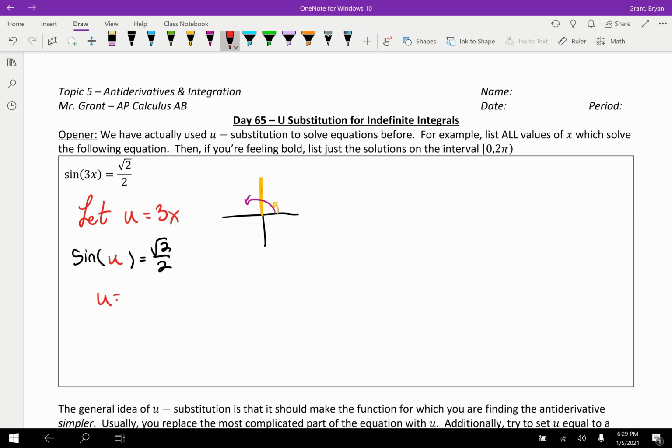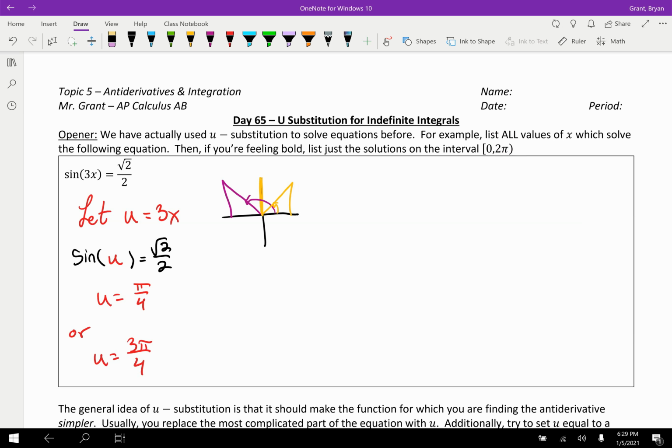So we can determine then that u is equal to pi over 4, or u is equal to 3 pi over 4. Both of those will create triangles up here that are 45, 45, 90 triangles, with the y-axis being positive. But unfortunately, we're not done. And we're not done for a couple reasons, actually. First, we haven't listed all of the solutions, and that's what they asked us to do here, right?